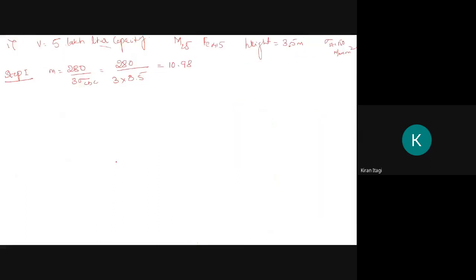So the first problem is like this: design a circular tank with flexible base for 5 lakh liter capacity. Here he has given the volume, that is 5 lakh liter capacity, and he has given the grade of concrete as M25, steel as Fe 415, height of the tank as 3.5 meter without freeboard, and sigma st as 150 newton per mm square.